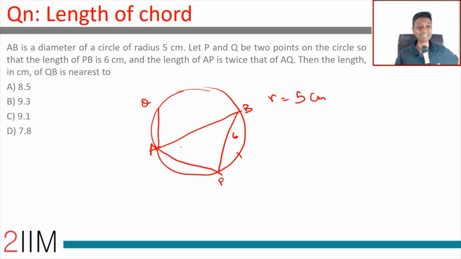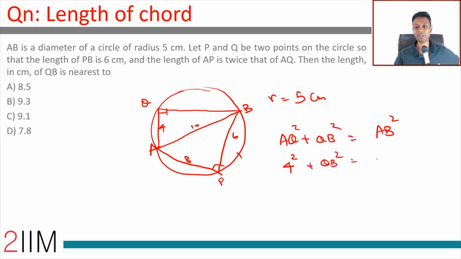Wonderful. Then the length in centimeters of QB was a very simple question. The right angle, this is a right angle. We're just plugging in Pythagoras theorem. AB is 10, 10 is the hypotenuse, so AP should be 8. AP is 8. AP is twice of AQ, so AQ is 4. We know that AQ square plus QB square is AB square. AQ square is 4 square plus QB square is 10 square. QB square is 100 minus 16, which is 84.